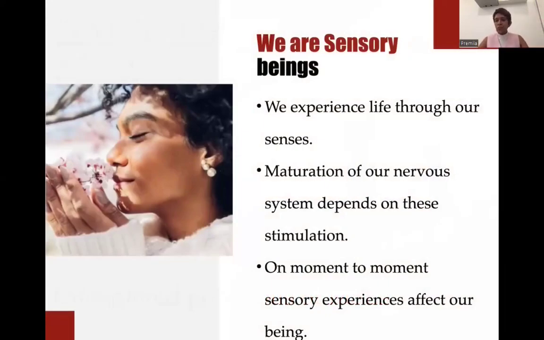We as humans are sensory beings. That is the basis of everything. We experience our life through our senses, our touch, our vision, so many things that we take for granted, but we gain information through all our senses. And even maturation of our nervous system depends on how we are perceiving our environment, how we are getting enough sensory stimulation. So that is why it plays a very important role, at least for the first 6 years of life.